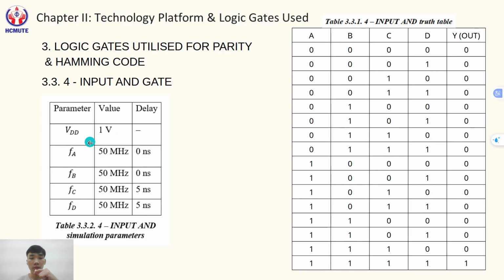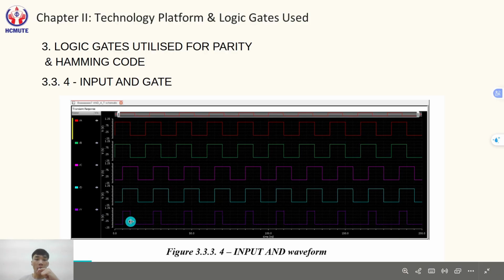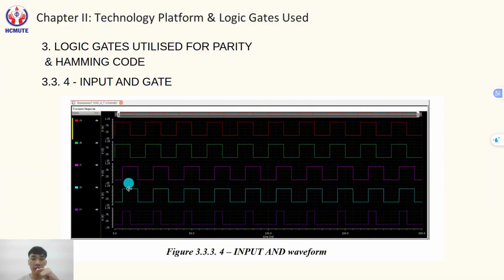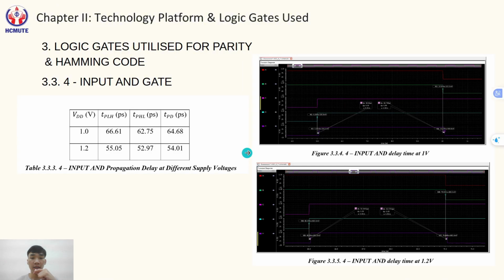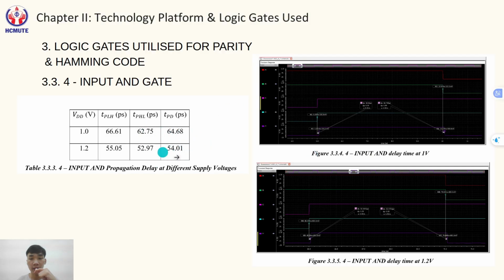And here are the simulation parameters. Based on the truth table, the output waveform can be described as follows. When any input A, B, C, or D equals 0, the output Y remains 0. And it only rises to logic 1 when all 4 inputs are simultaneously at logic 1. And here are the propagation delay and power consumption. The 4-input AND gate has a larger delay than the 2-input AND gate due to the additional logic stage.